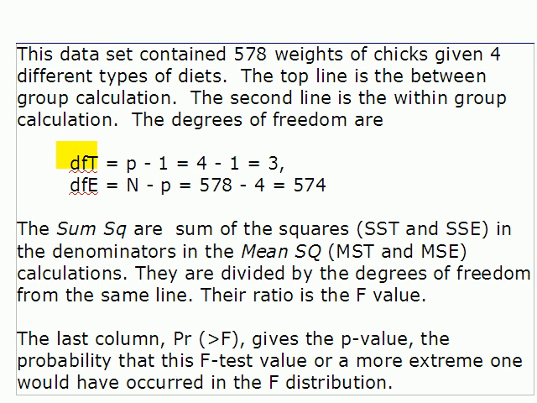So for the treatments, it's the number of treatments minus 1. In this case, we'll get a 3. And for the errors it's going to be the 578 minus 4, giving us a 574 for the other degrees of freedom. And we can feed this information very easily into R.